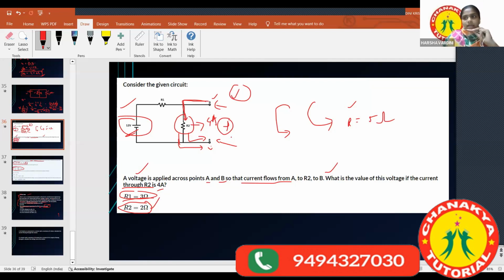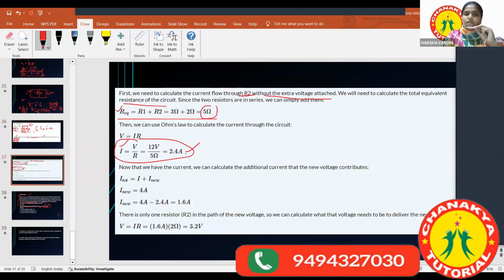What is the old current that has been flowing through the circuit? Before applying the external voltage from outside, what is the default current that has already been flowing in the circuit? That only we found now. It is very simple, because we have the V, we have R1 and R2, and easily we can find what is I. So I is basically 2.4 amps. It is coming to be 2.4 amps.